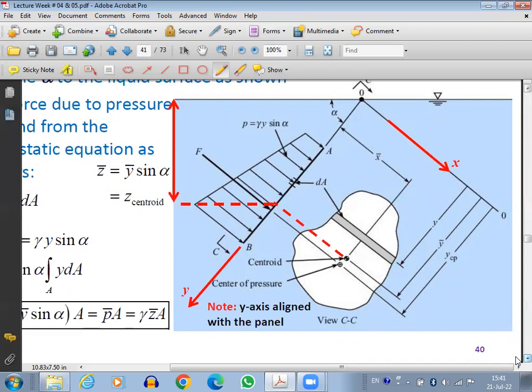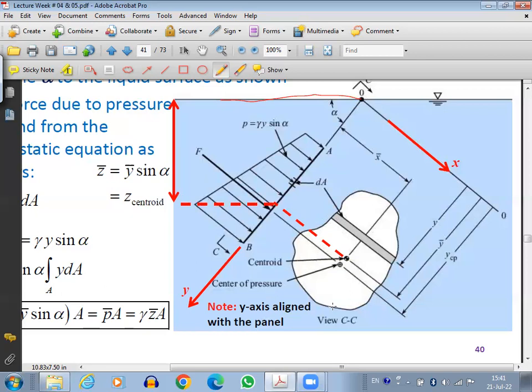Okay. So for this, let's analyze this picture. So we have this object. This object is inclined, and it is immersed in the liquid, so it is inside the liquid. And this is the free surface. A free surface is a surface open to the atmosphere.